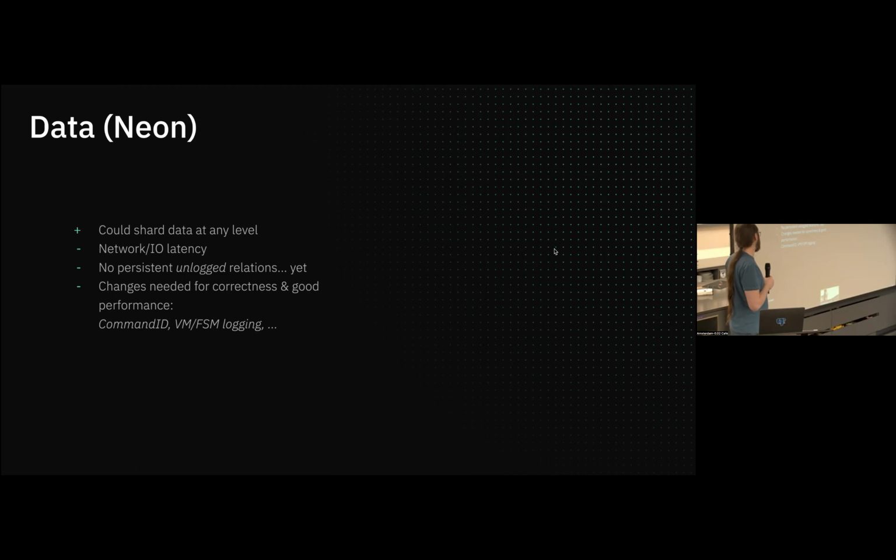There are some changes, so we also needed changes for correctness and good performance. The command ID was critical because otherwise you would get the Halloween problem of seeing tuples multiple times if the page was flushed from memory before the transaction committed. Visibility and free space map logging was also critical. This doesn't happen in normal Postgres, but we have to write out the dirty visibility map and free space map into WAL because otherwise we lose a lot of the benefits of the free space map and the visibility map.